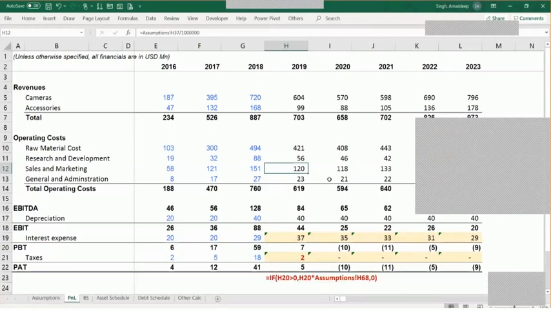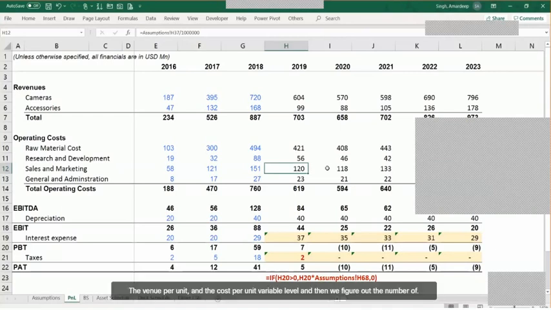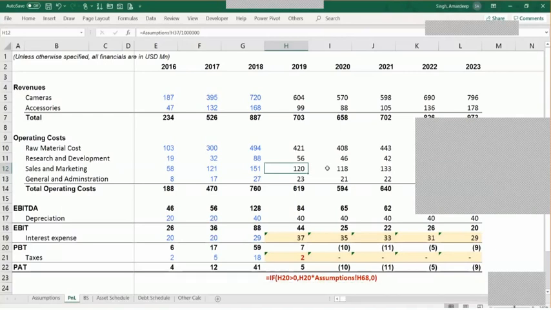In case you need to work out the break-even analysis at a product level, then you need to have product-level accounting for it. Only then will we be able to see that if 100 is my fixed cost, then to cover this, what is the revenue per unit and what is the cost per unit at a variable level, and then we figure out the number of units to be sold for breaking even.